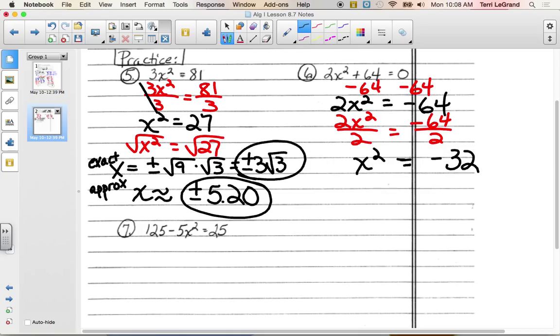Okay, so next I'm going to do what? Square root both sides. And how do you feel about that? No, it's a no-no. Why? Isn't a perfect square? Well, then what we do is we give an exact answer in simplified radical form, and we give an approximate answer rounding to the nearest hundredth. Isn't that what we do?